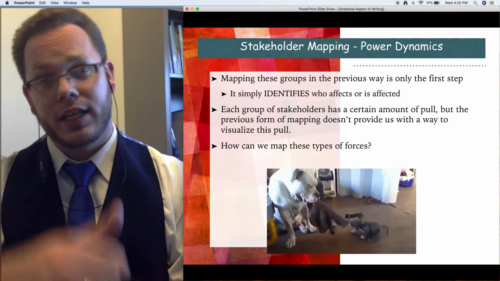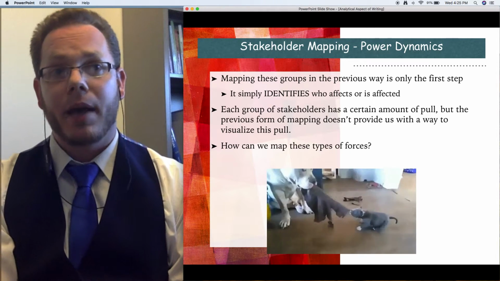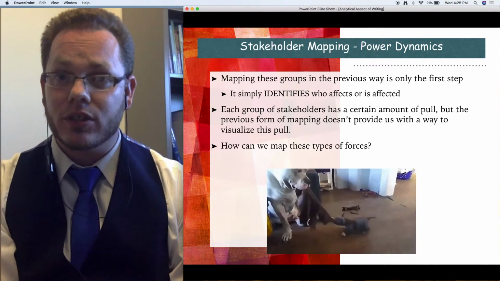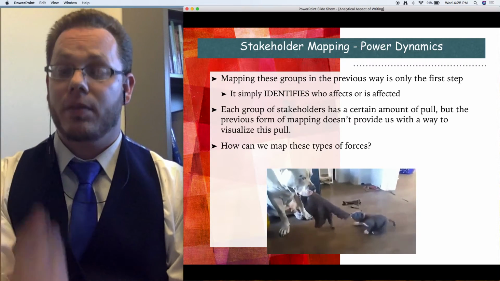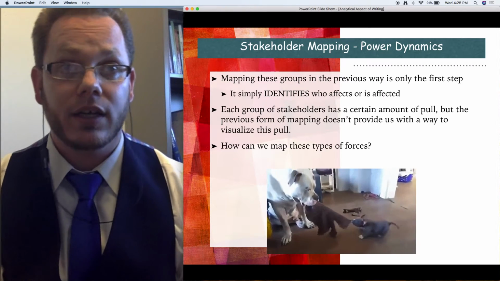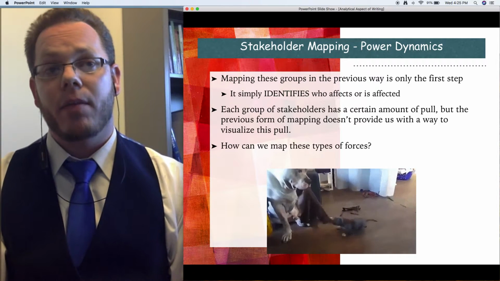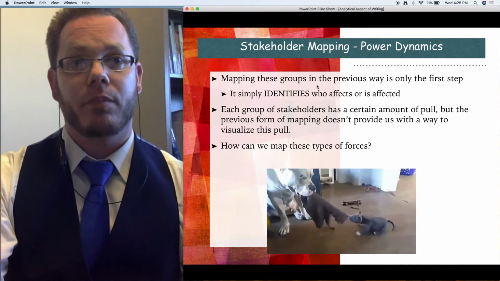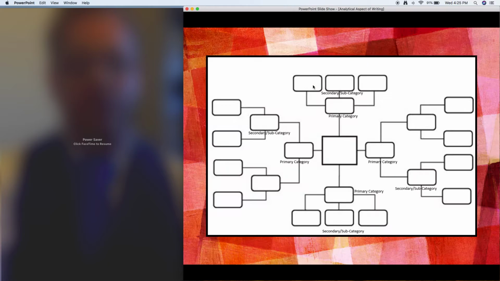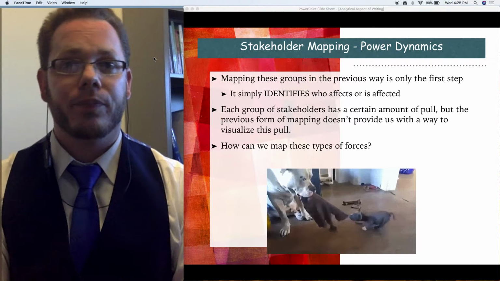Mapping groups, as in the form that I showed you with a basic tree diagram or mind mapping diagram, mapping groups in this way is only the first step. It does help us identify the pieces. It does help us identify who is affecting or who is affected by or concerning an issue. However, that previous form of mapping makes everything look very even, very balanced, very equal, egalitarian, to use the French word.